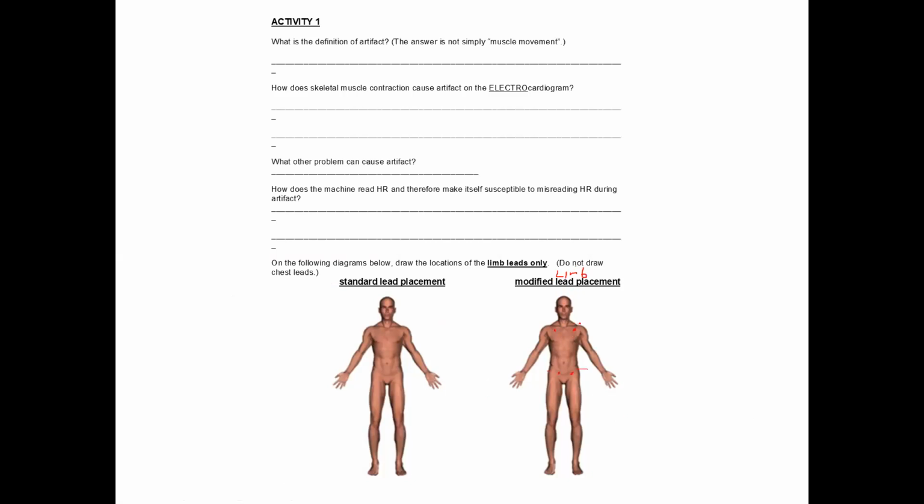The left arm lead is black, the right arm lead is white. The right leg lead is green, and the left leg lead is red. And this is the modified limb placement.